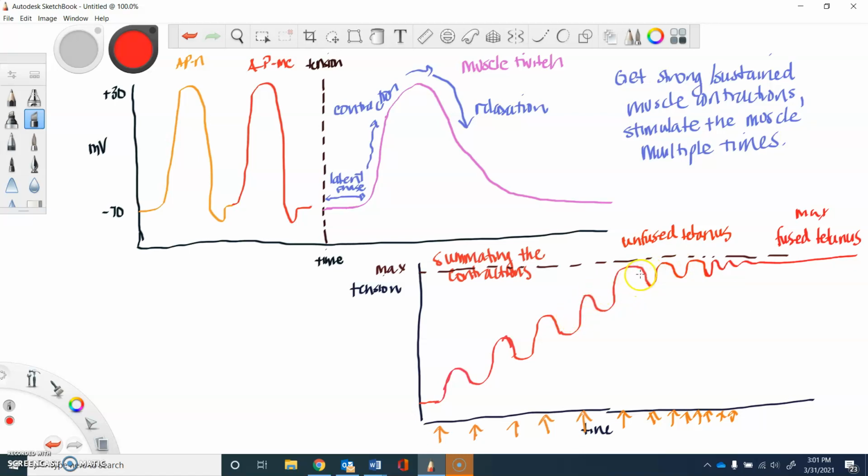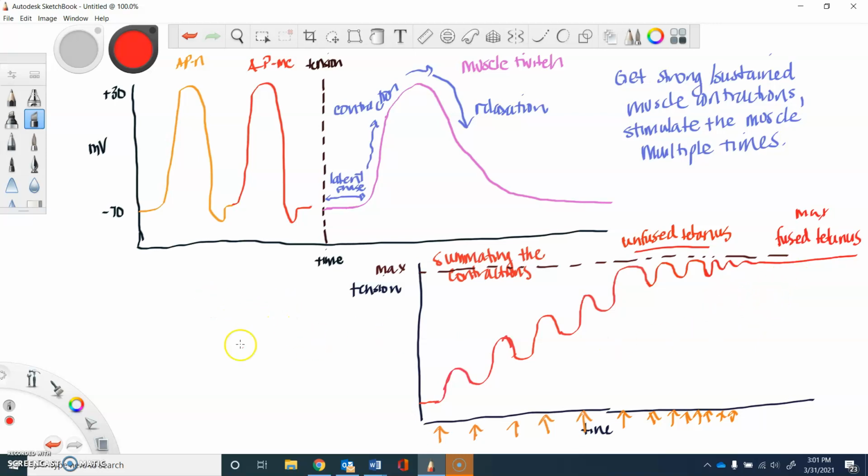Most of your actions, most of your muscle contractions occur in unfused tetanus. Fused tetanus is the complete maximal of what that motor unit will do, and it isn't a sustainable type of contraction. It's going to fatigue. Okay?